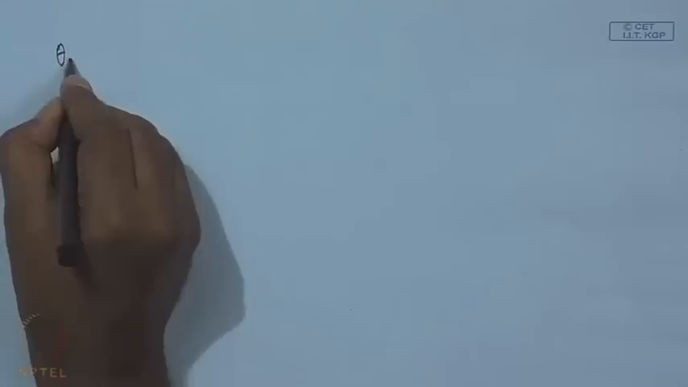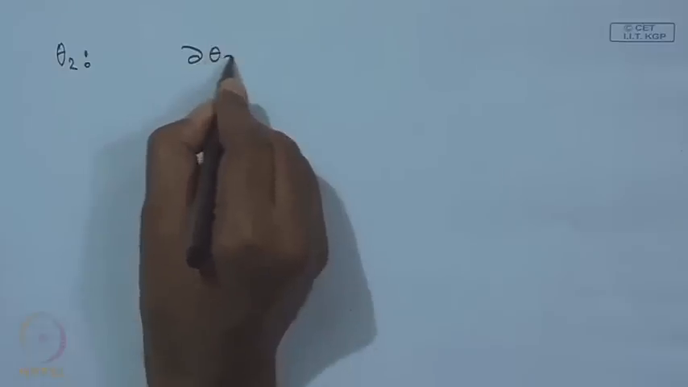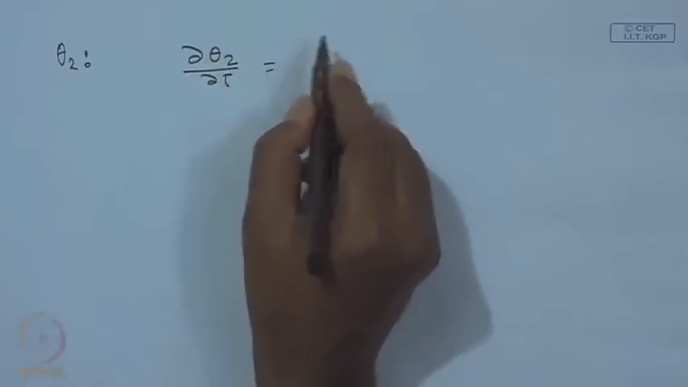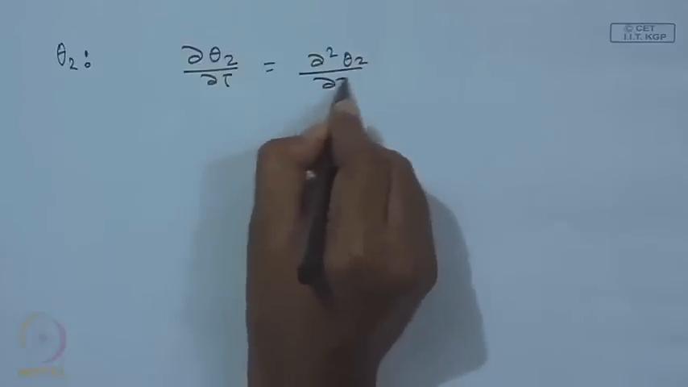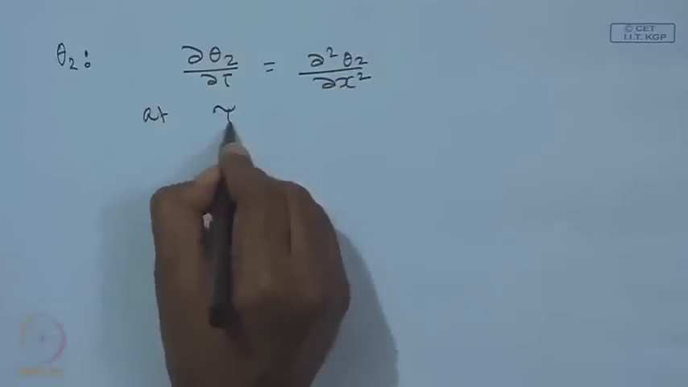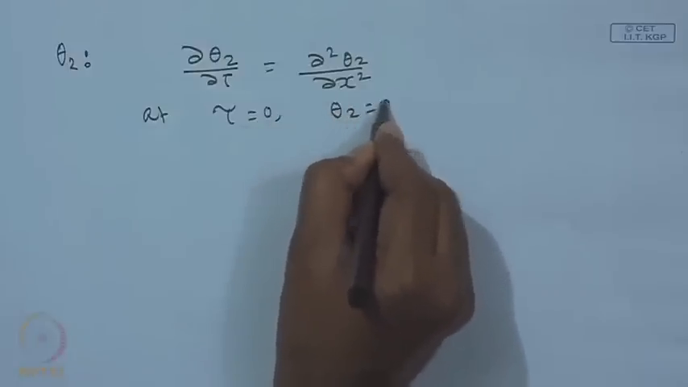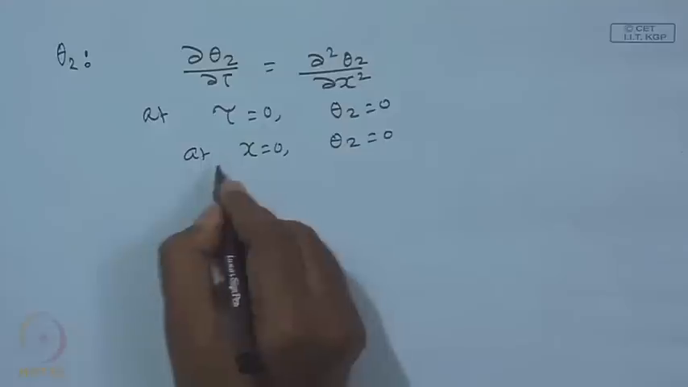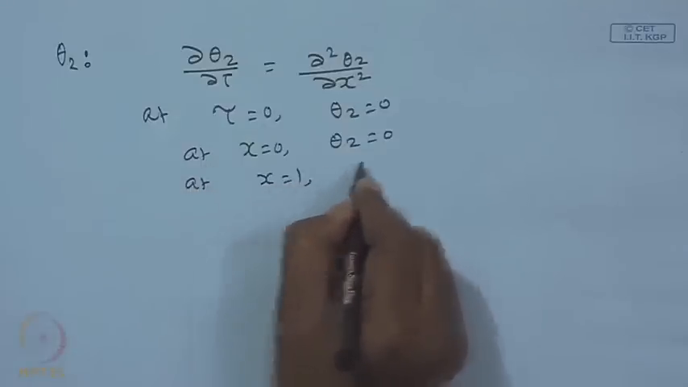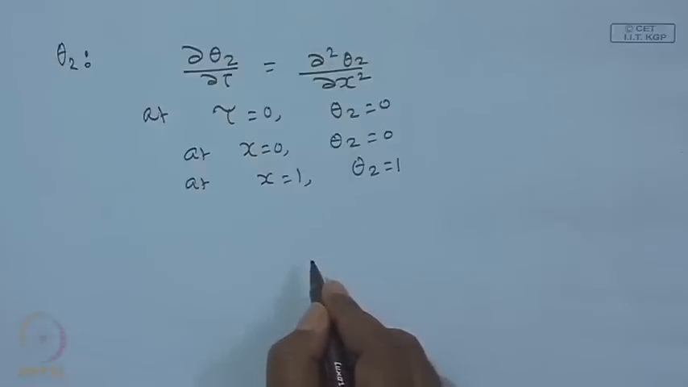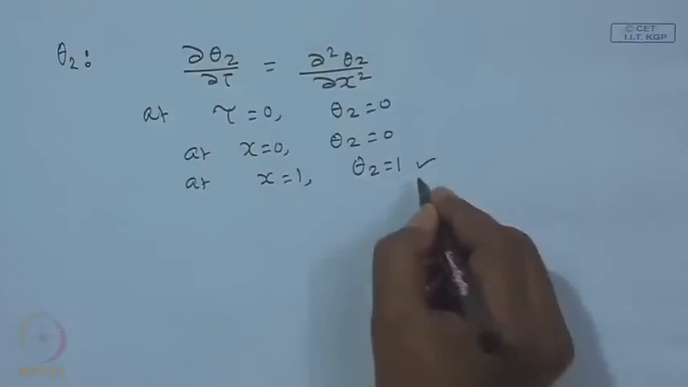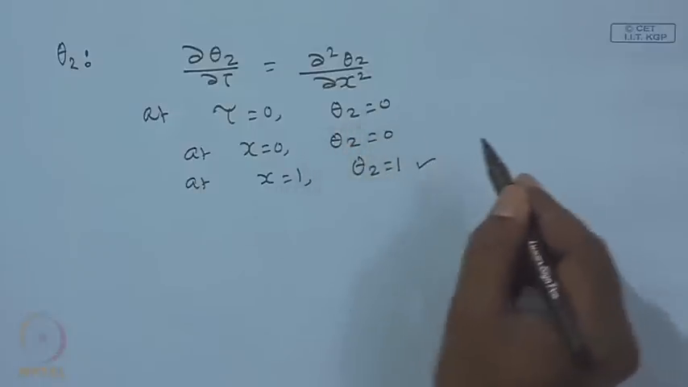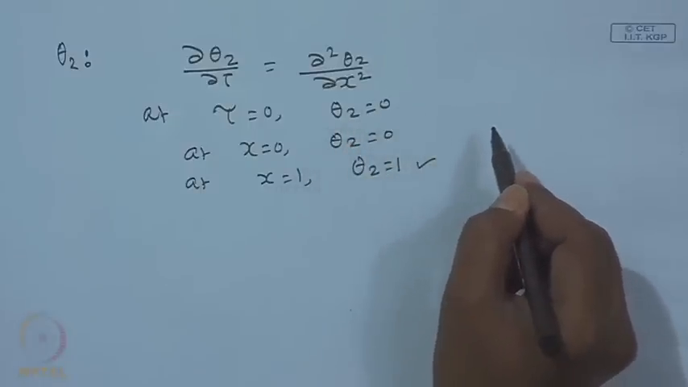Next, we will be doing theta 2. The governing equation for theta 2 is del theta 2 del tau is equal to del square theta 2 del x square. At tau is equal to 0, we made theta 2 is equal to 0. At x is equal to 0, we had theta 2 is equal to 0, and at x is equal to 1, we had theta 2 is equal to 1. In this sub problem, we are considering one non-homogeneity, the non-homogeneity at the boundary condition, forcing the non-homogeneity in the initial condition to be 0. So, we are considering one non-homogeneity at a time.